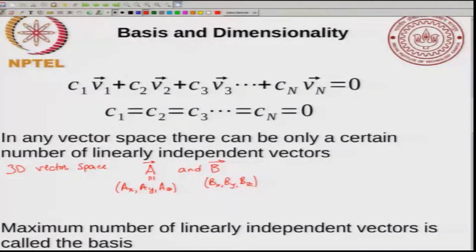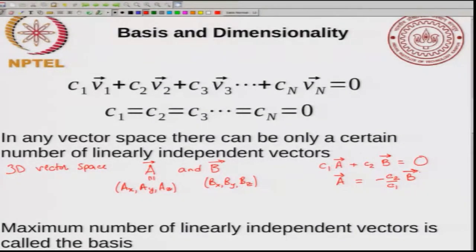Now, A and B being linearly independent means you will write C1A plus C2B equal to 0. You check if they are linearly independent, then this is satisfied by some C1 and C2 which are both not 0. So if this is satisfied for some C1 and C2 which is not 0, then I can write A as minus C2 by C1 B. So, that means A is proportional to B. A is a vector that is in the same direction as B, it has a slightly different length.